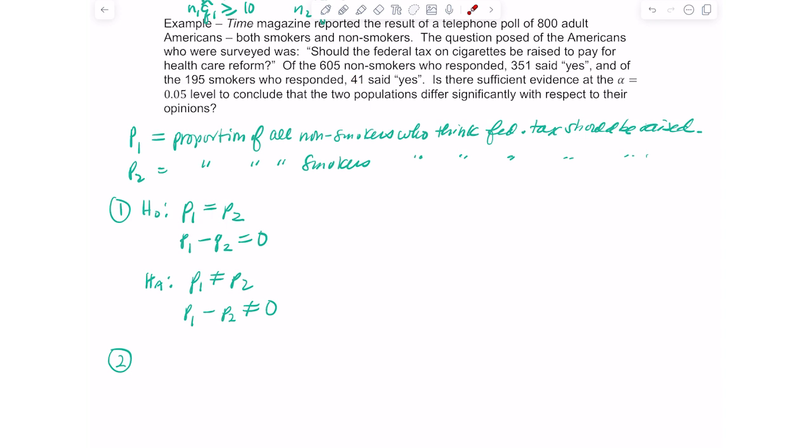Okay, so check the conditions, right? So conditions, it's usually step 3, but we'll put it here under step 2. As long as we do the steps, it doesn't matter. So conditions are satisfied. So it's okay to use the normal model.